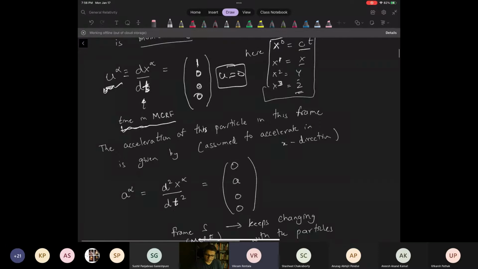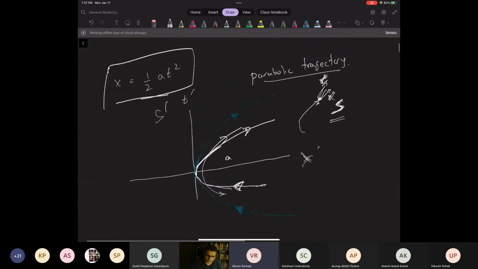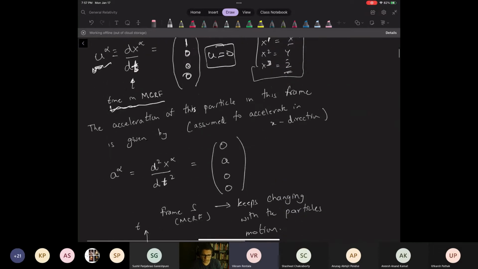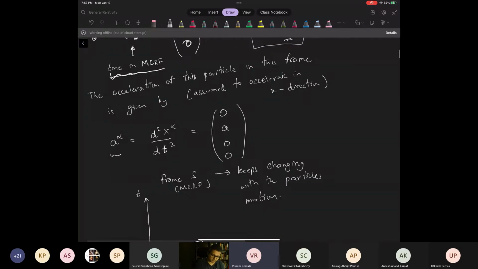However, I can consider a particle which has an acceleration in this reference frame S. Even though in this frame S the particle is momentarily at rest, it can have an acceleration. So we'll write down the four-acceleration a alpha, which is d squared x alpha by d tau squared. We'll just write the three spatial components of this, and take one component of it, let's say in the x direction, to be a.